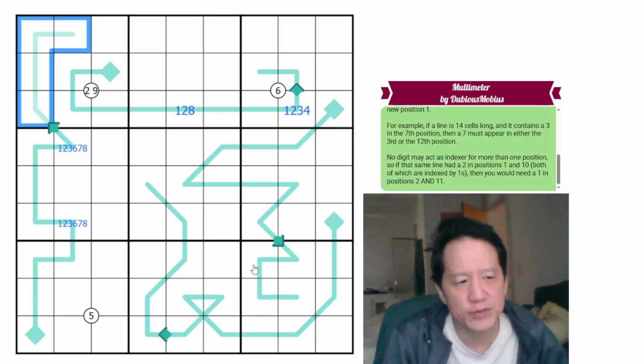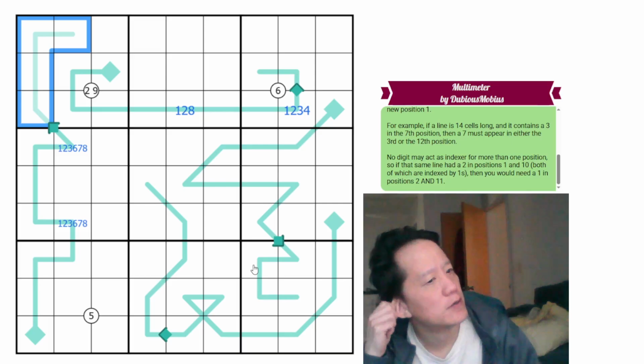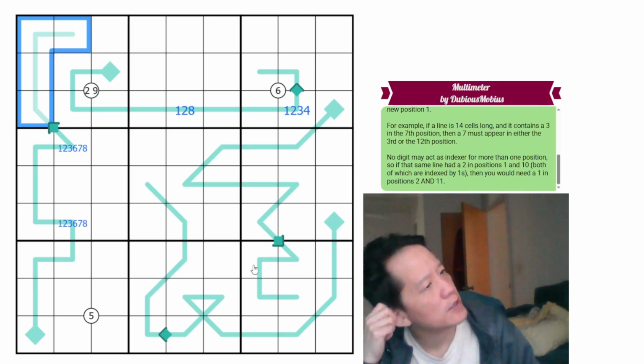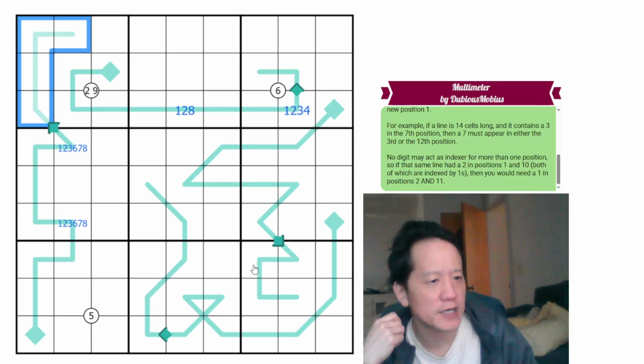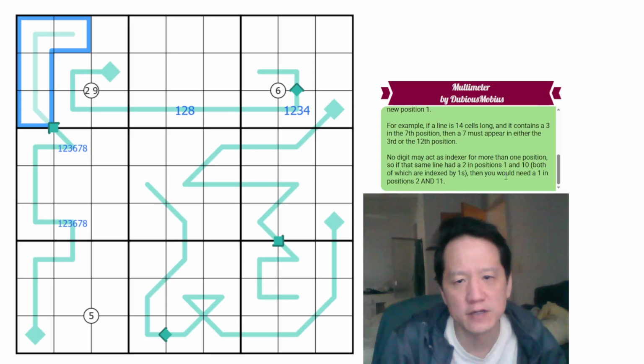Do the digits 1 through 9 have to appear in the complete set of 1 through 9? I don't believe so. Not for index lines.